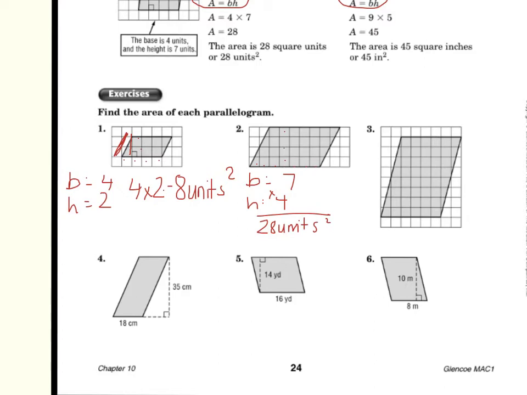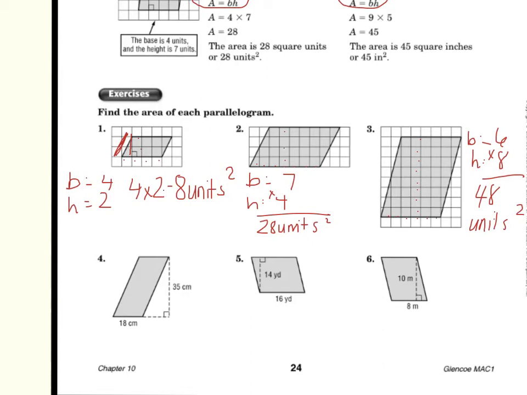Okay, number 3, the last one. The base is 1, 2, 3, 4, 5, 6 units, and the height is 1, 2, 3, 4, 5, 6, 7, 8. 6 times 8 is 48 square units. Okay, this is important that you label it this way.